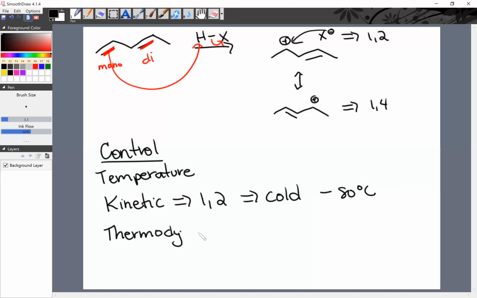If I want the thermodynamic product, which is the 1,4, I'm not necessarily needing heat, but it can be warm. It just can't be in negative temperatures. So I'm just going to call it warm.